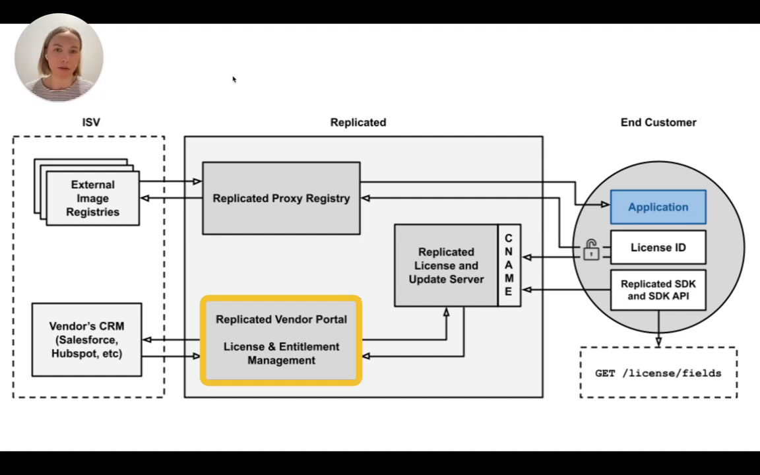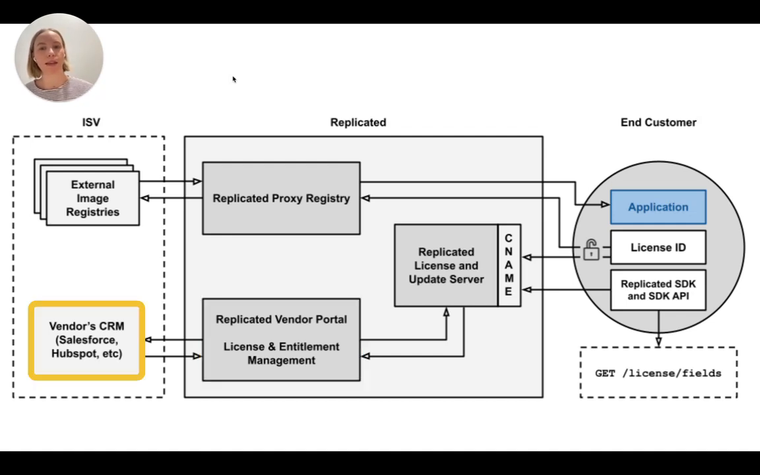Each customer record you create gets assigned a unique license ID that doesn't change. You can also integrate Replicated with your existing CRM so that any changes you make to your customer's license agreements will sync to the customer records in the vendor portal, helping you maintain a single source of truth.